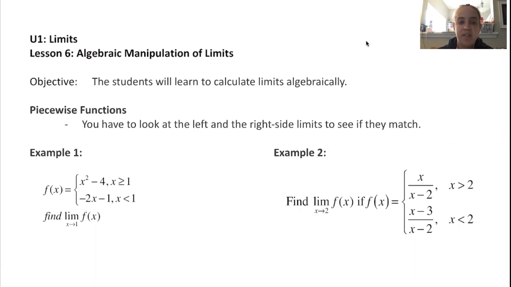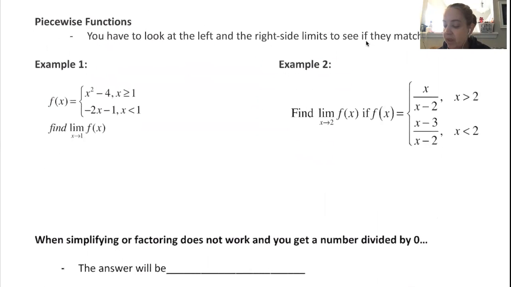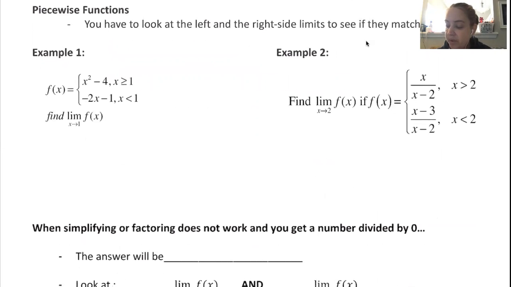The first example I have for that is piecewise functions. For piecewise functions, you have to look at both the left and the right. Now in pre-calculus, that greater than or equal to really only defined the function on one side. But for limits, you have to look at both sides. So it kind of feels like you're ignoring that left and right piece a little bit. So let's just jump into example number 1.